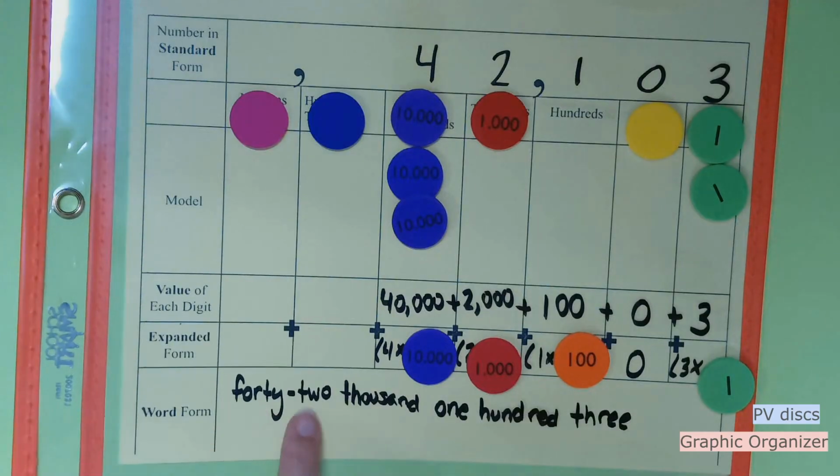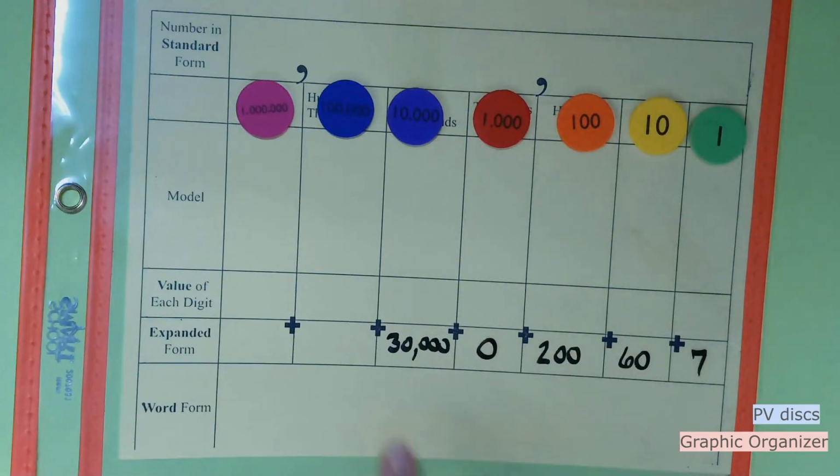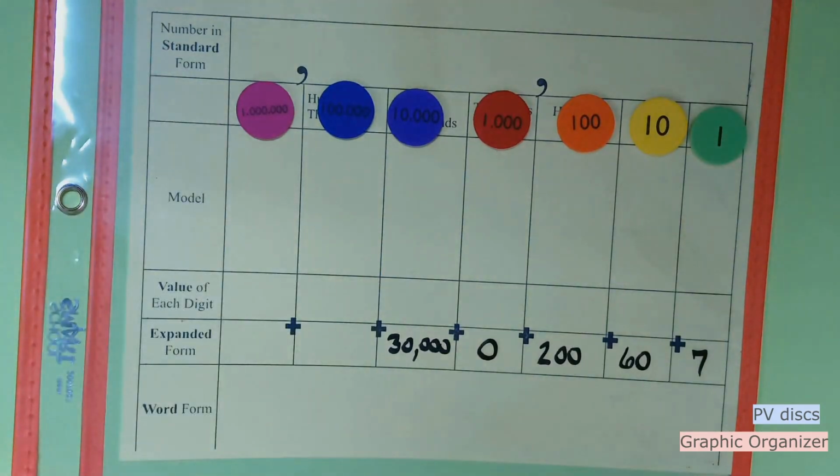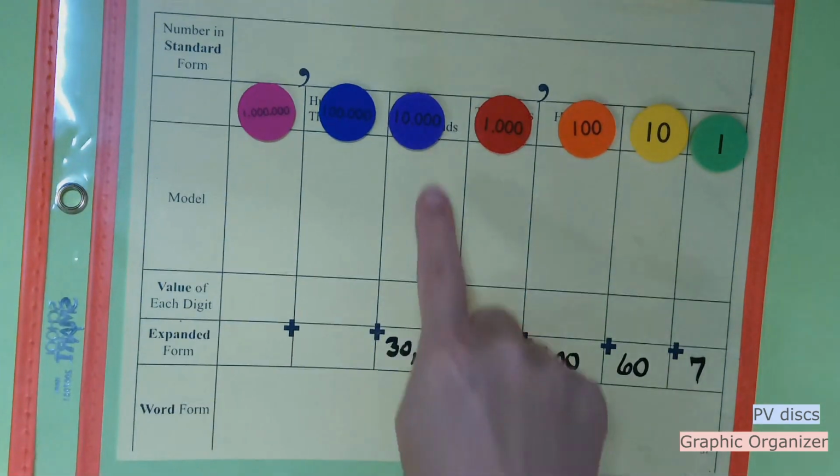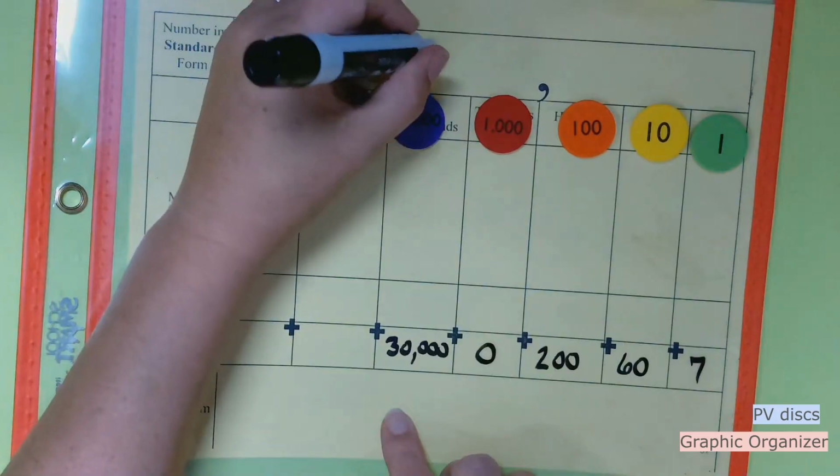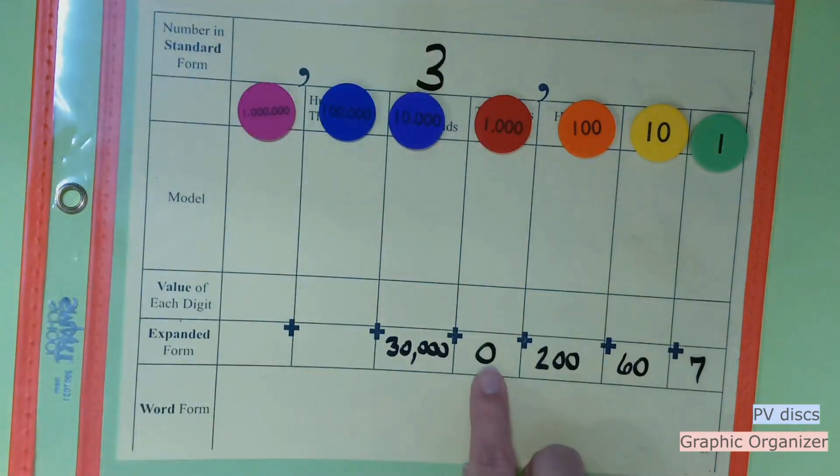When writing in word form, sometimes students have a habit of using the word and, such as 423. It's really important that we guide them not to utilize that word yet because they will utilize that next year with decimal word form.